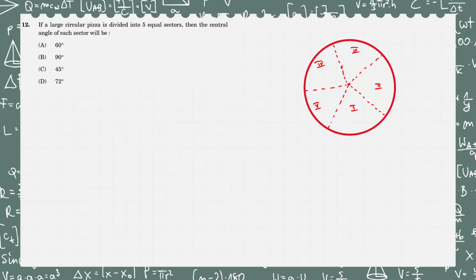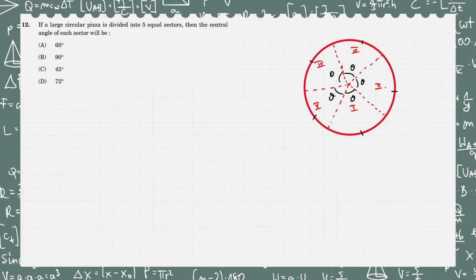sector. Okay, one thing we have to understand is, if the sectors are equal, that means they all have the same central angle. Why? Because we are splitting it equally into 5, means all these 5 arcs will be same in length. So when the arcs are same in length, the angles that they make at the center of the circle also will be equal to each other. Suppose if this is theta, then each and every angle will be the same theta only.